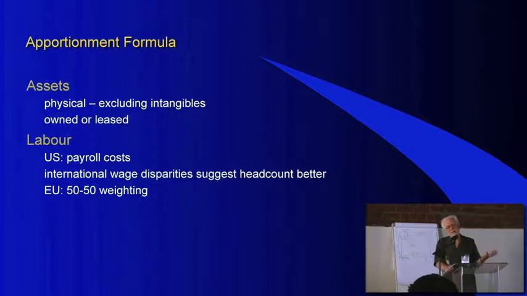Next is a labour factor, and that raises the issue of, are you talking about headcount or payroll costs? Now, within a more or less unified economy like the United States, where wage rates don't vary a lot, they generally use payroll costs. When they looked at it in Europe, they decided in the end to have a split, so that the labour factor, according to the European proposal, would be split between payroll and headcount. On an international basis, there would obviously be an issue there between developing countries with low wage rates and developed countries. But I'll come back to that in a moment.